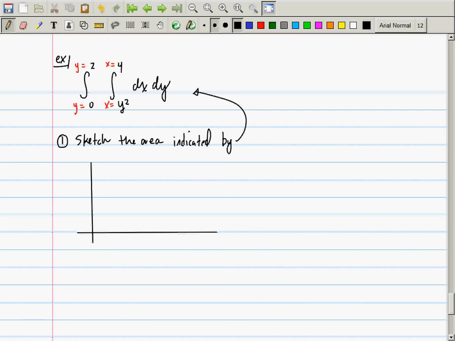So between y is 0 and y is 2, so I've drawn an axis here. This is y is 0. Right? Where is y is 2? A little bit up, right? I'll say for the purposes of argument, it's right here. Okay, great. So now x is 4. So where is x is 4? What kind of graph is x is 4 anyway? Vertical line, good. So then it's something like this.